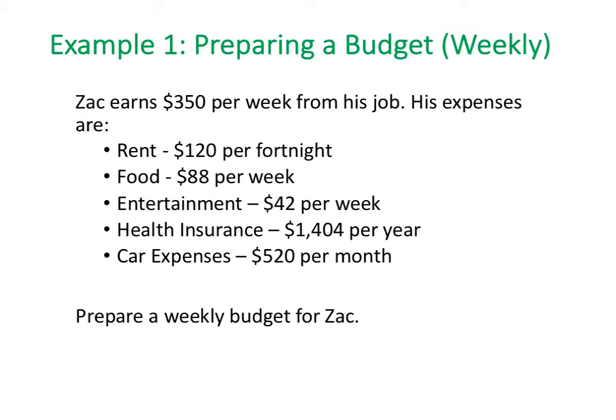So in our example, we have Zach who earns $350 per week from his job. His expenses are rent, $120 per fortnight, food, $88 per week, entertainment, $42 per week, health insurance of $1,404 per year, and car expenses of $520 per month. We want to prepare a weekly budget for Zach. So let's have a look at how we will prepare Zach's weekly budget.